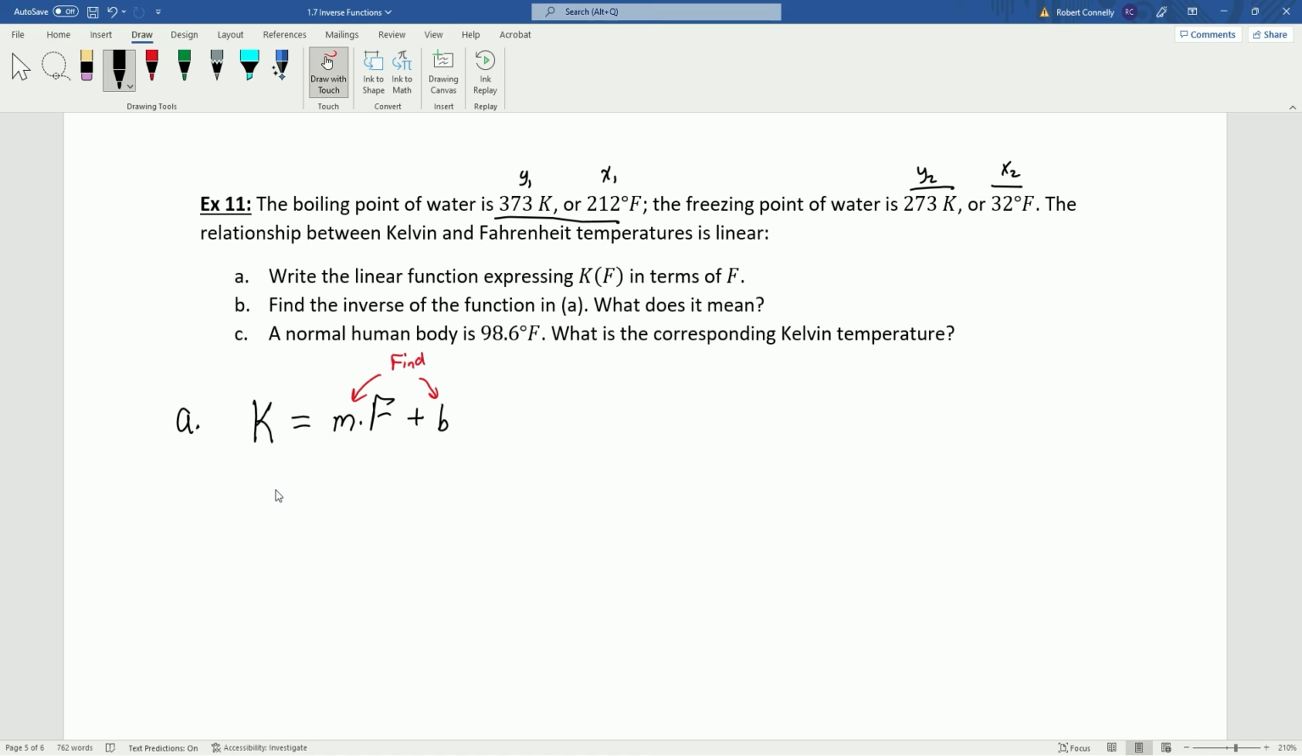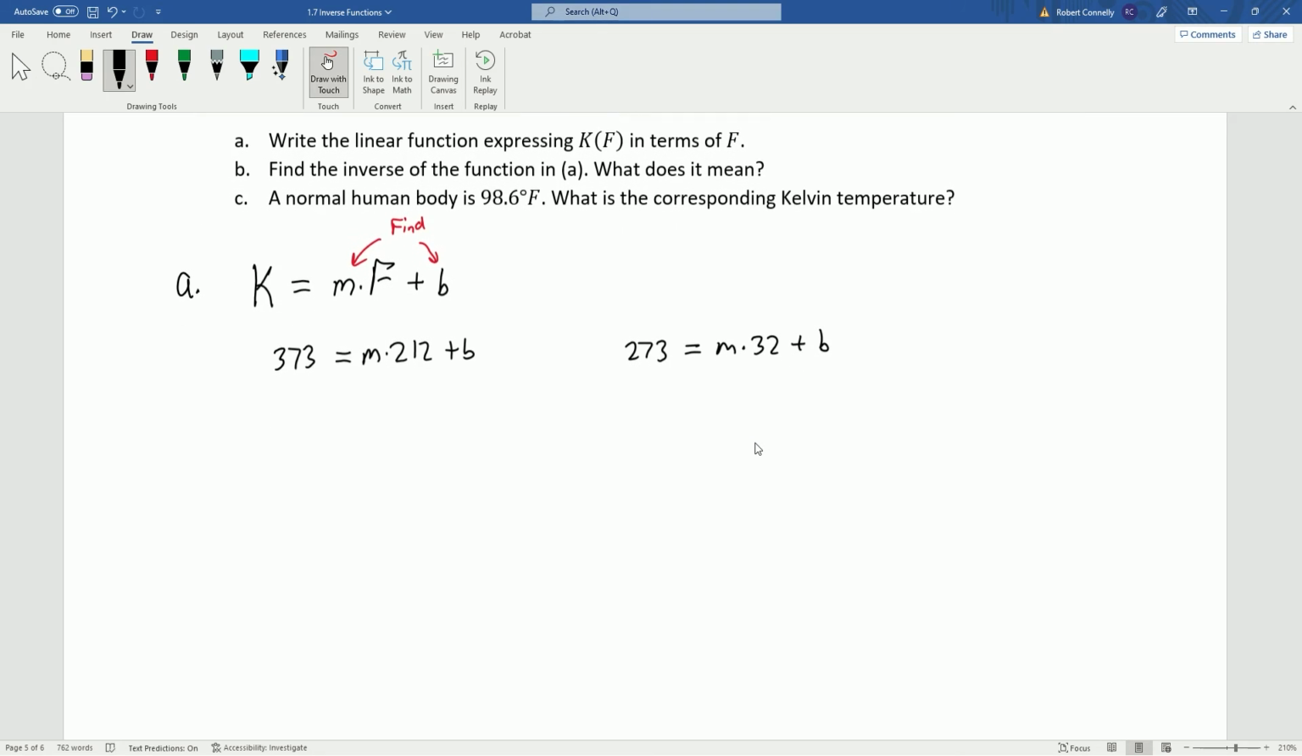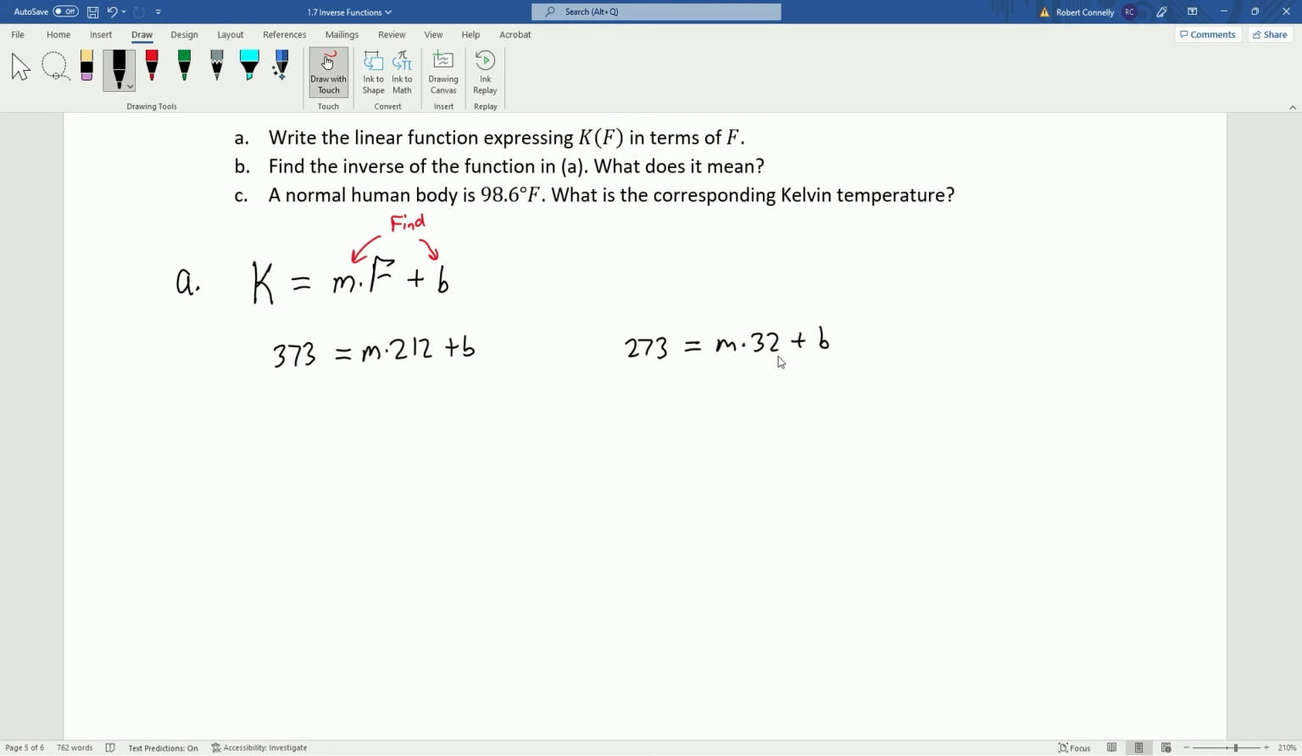So for 373 degrees Kelvin, we get m times 212 plus b. And for 273 degrees Kelvin, we get m times 32 degrees plus b. So now we want to solve this system of equations, and we do it like we would pretty much any other regular system of equations. So I'll start by isolating b here.